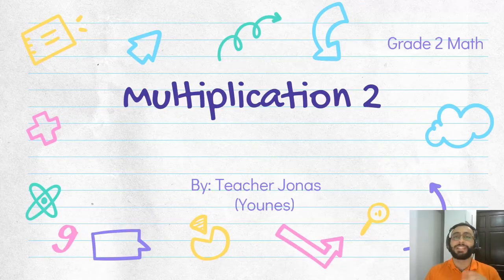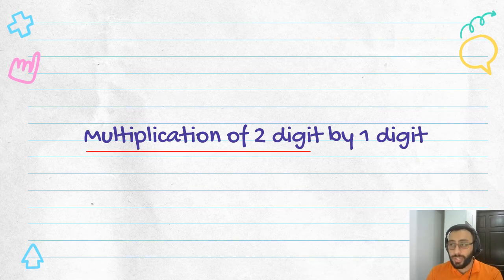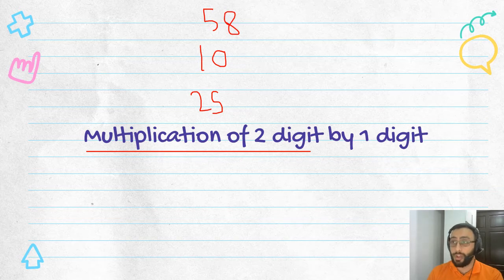All right, so let's learn about the new multiplication topic. We are going to learn about multiplications of two-digit numbers, for example, 10, 25, 58. These are two-digit numbers, multiplied by one digit. So times 1, times 5, times, I don't know, 2.